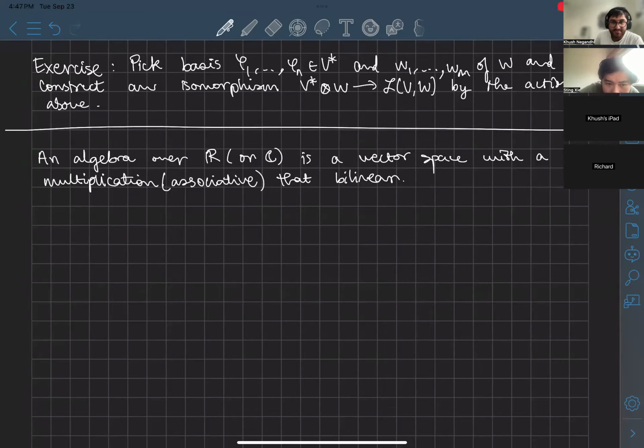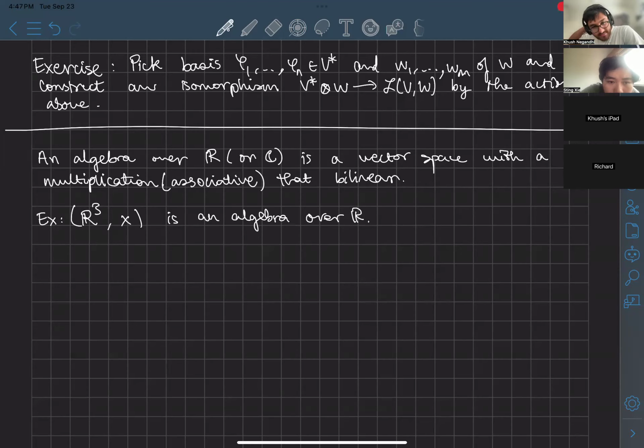So let's do some nice examples. If we take R^3 with the cross product, it is an algebra over R. You see, the cross product is not commutative, but it's anti-commutative. It's not unital. There's no unit, right? There's no element that I can multiply by to get itself. So this is like the main example.